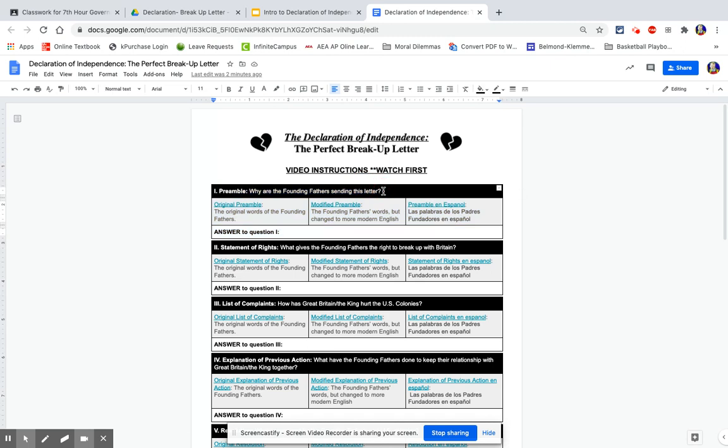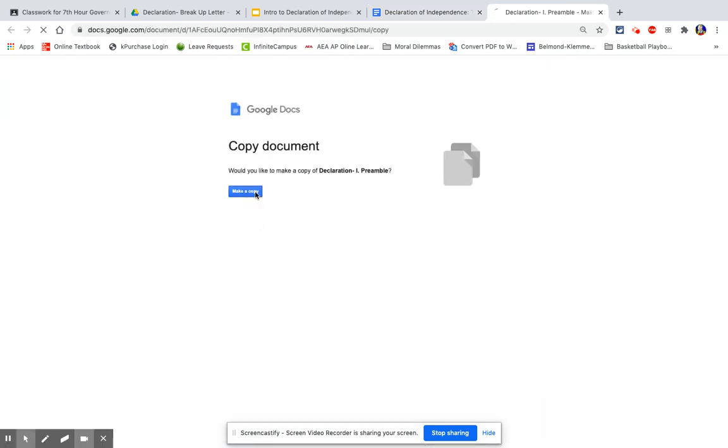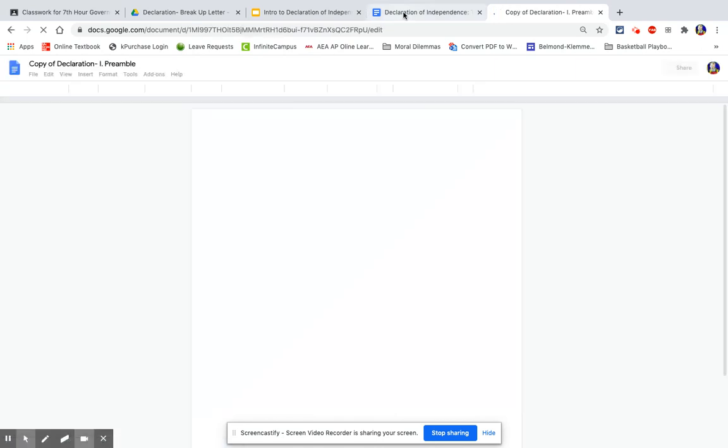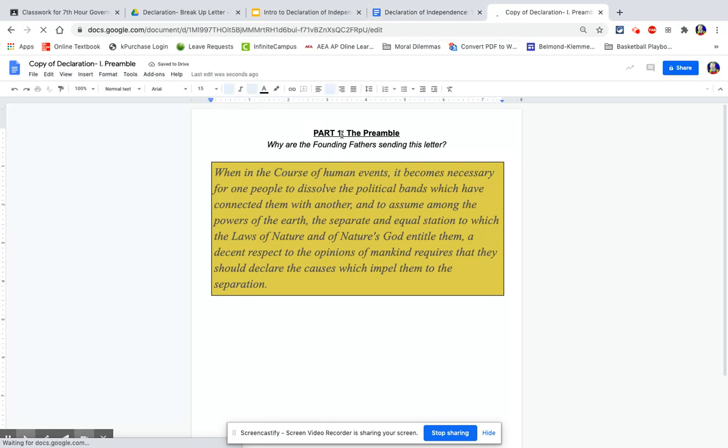Then I want you to click on one of these links down below, which will lead you to, for example, this one right here. It will ask you to make a copy. I just wanted to make sure that nobody was accidentally deleting anything. So you're going to have to make a copy. And then this is going to bring you to the preamble. These are the actual words that the founding fathers created.